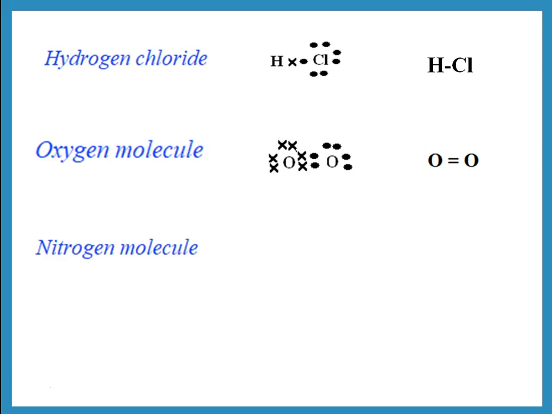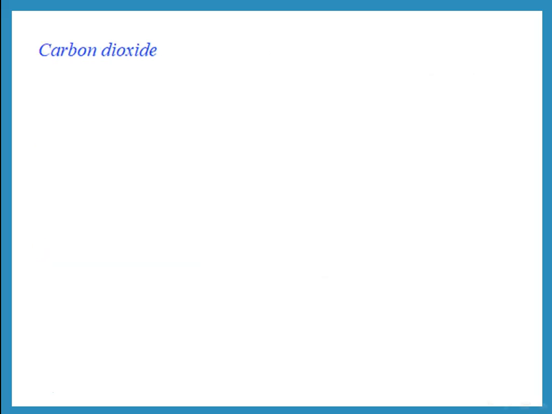If we're talking about nitrogen, each nitrogen has 5 electrons, it needs 3, so it's going to donate 3 of its own and take 3 from the other nitrogen, and they're sharing, and that means that they're sharing 3 pairs of electrons. That means a triple covalent bond.